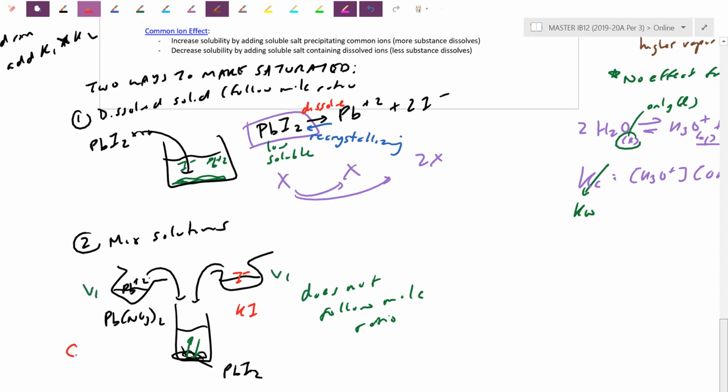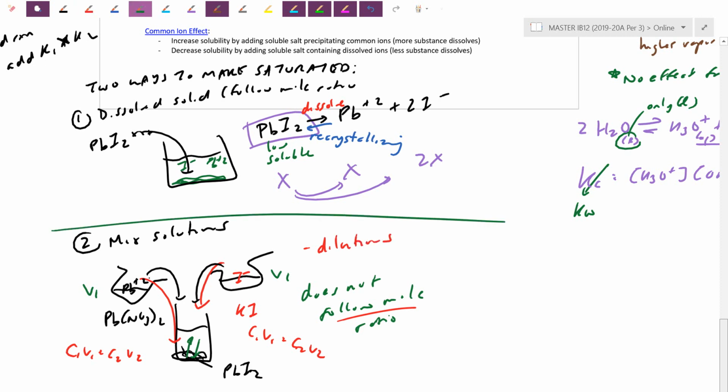You need to do a C1, V1, C2, V2 for what happened to the lead, as well as a separate C1, V1, C2, V2 for what happens to the iodide. So this one not only doesn't follow the mole ratio, I actually have to do two dilutions. So depending on how things are set up for you here, always assume the easier of the two, which is start off with a solid. I don't need to worry about mixing or anything.